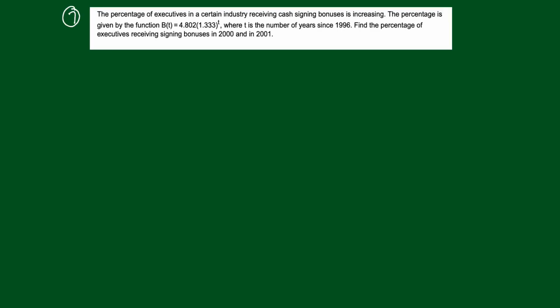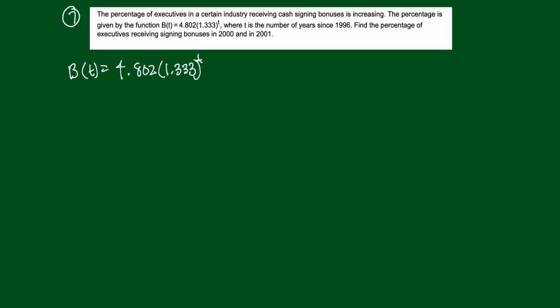Number 7 tells us that the percentage of executives in a certain industry receiving cash signing bonuses is increasing. Now, it says the percentage of increase is given by this function right here. I'm going to write that. B of T, B for bonuses, equals 4.802, parentheses, 1.333 to the T. And what is T? Well, T is the number of years since 1996.